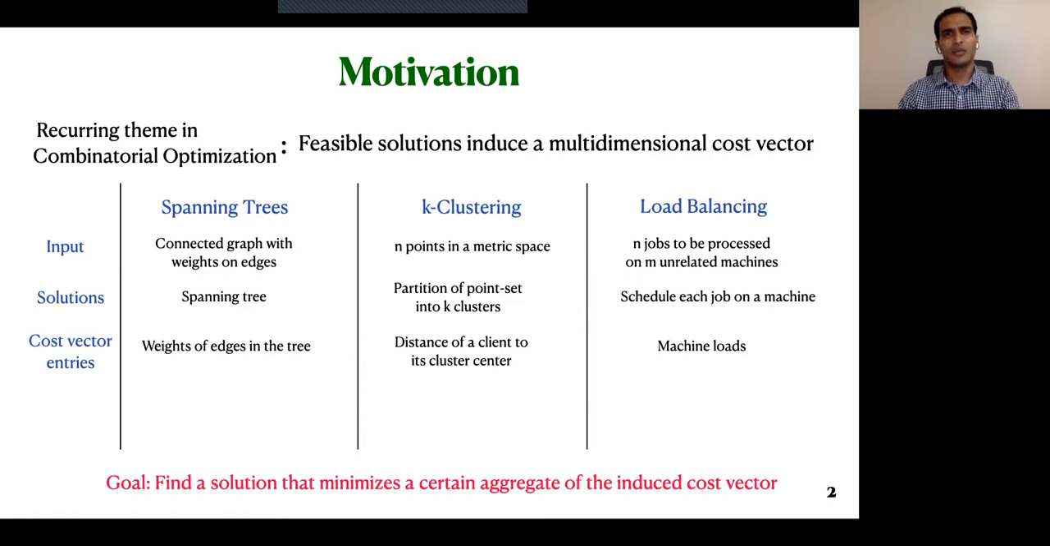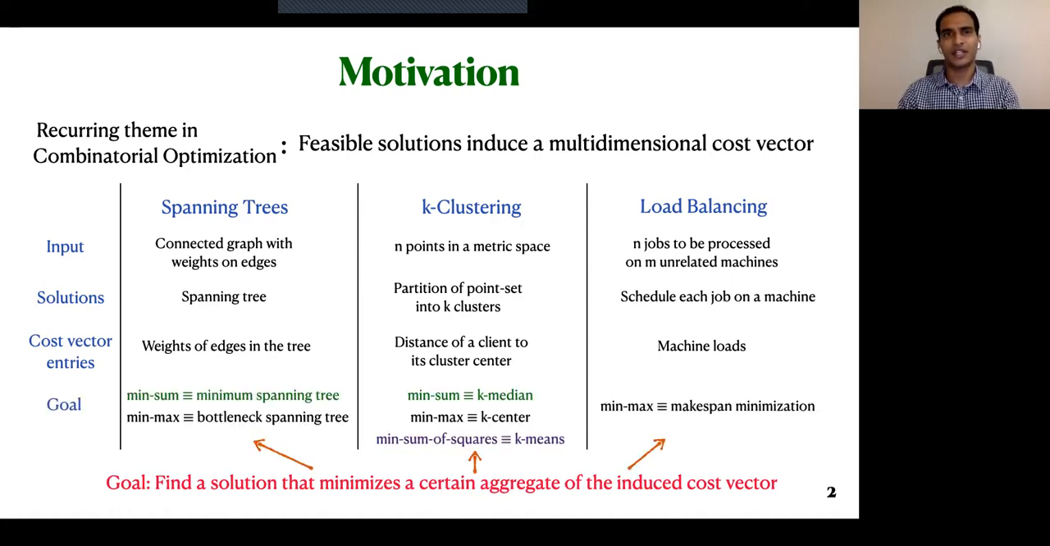The goal in these problems is to find a solution that minimizes a certain aggregate of the induced cost vector. Going back to our example, minimizing the sum of costs gives the classical minimum spanning tree problem and the K-median problem. Next, if our aggregation rule is to pick the maximum cost, then we get the bottleneck spanning tree problem, the K-center problem, and the Makespan minimization problem.